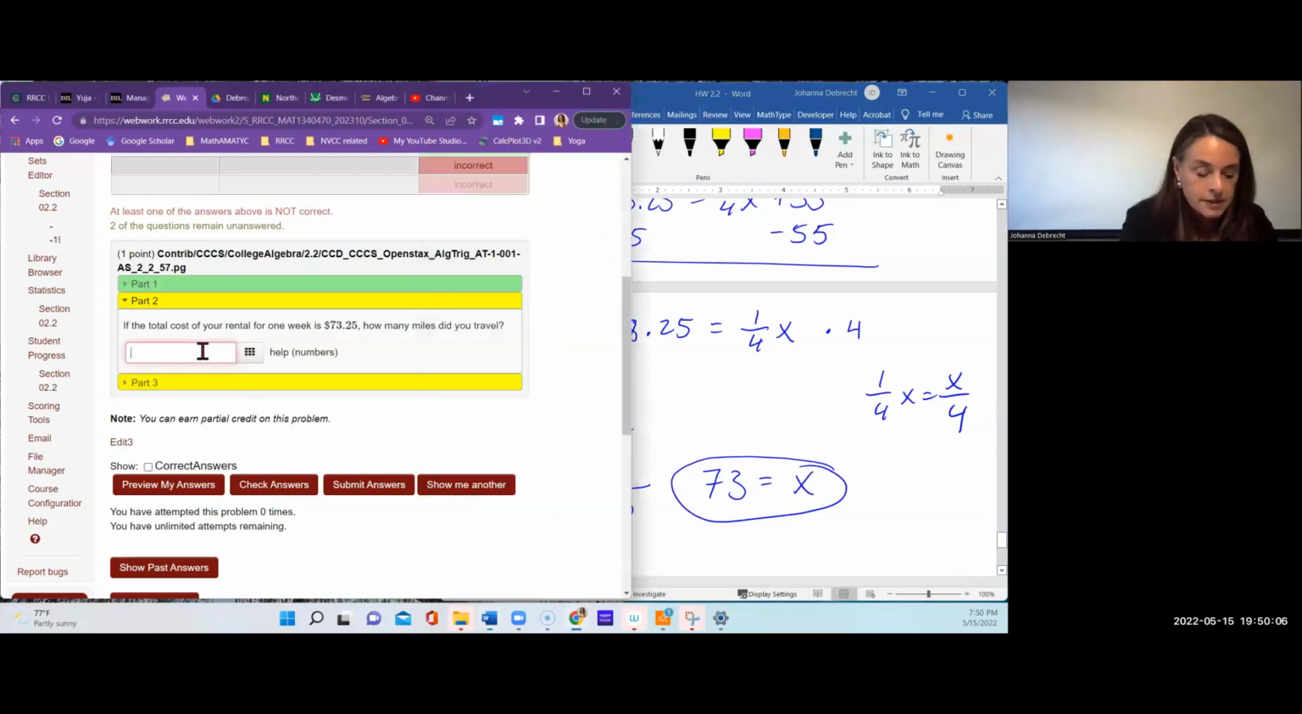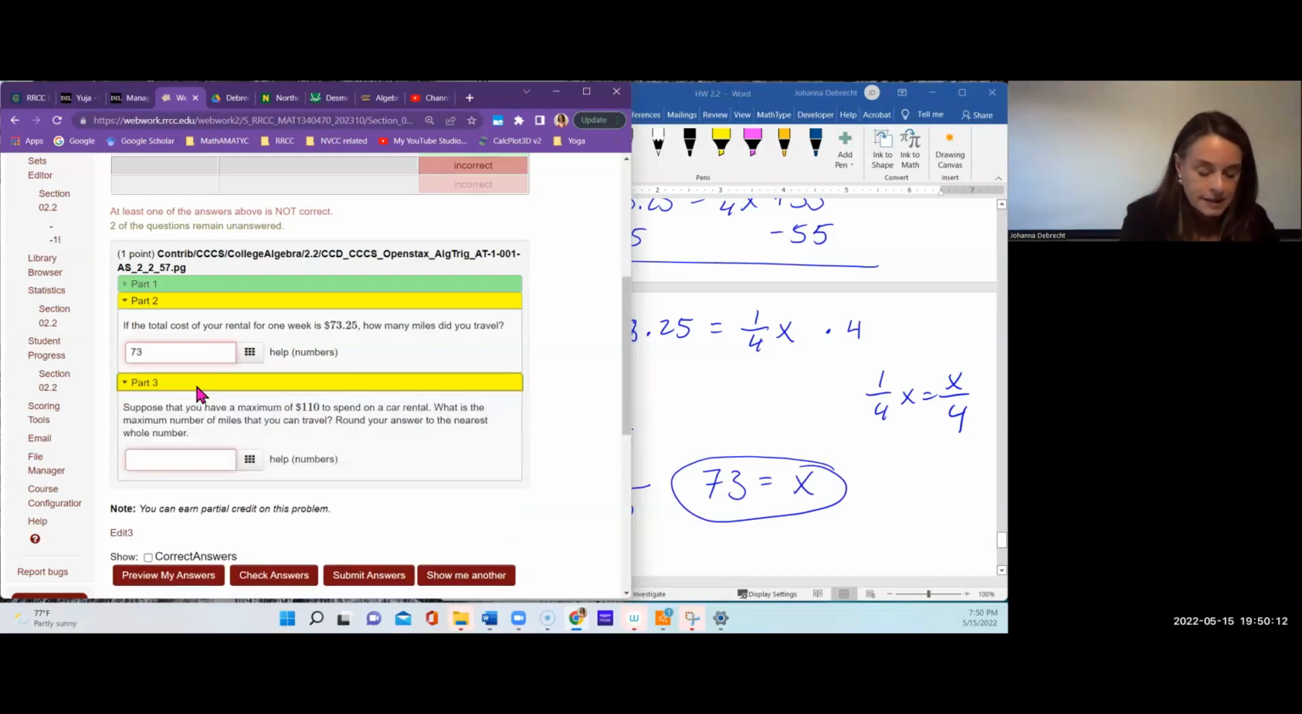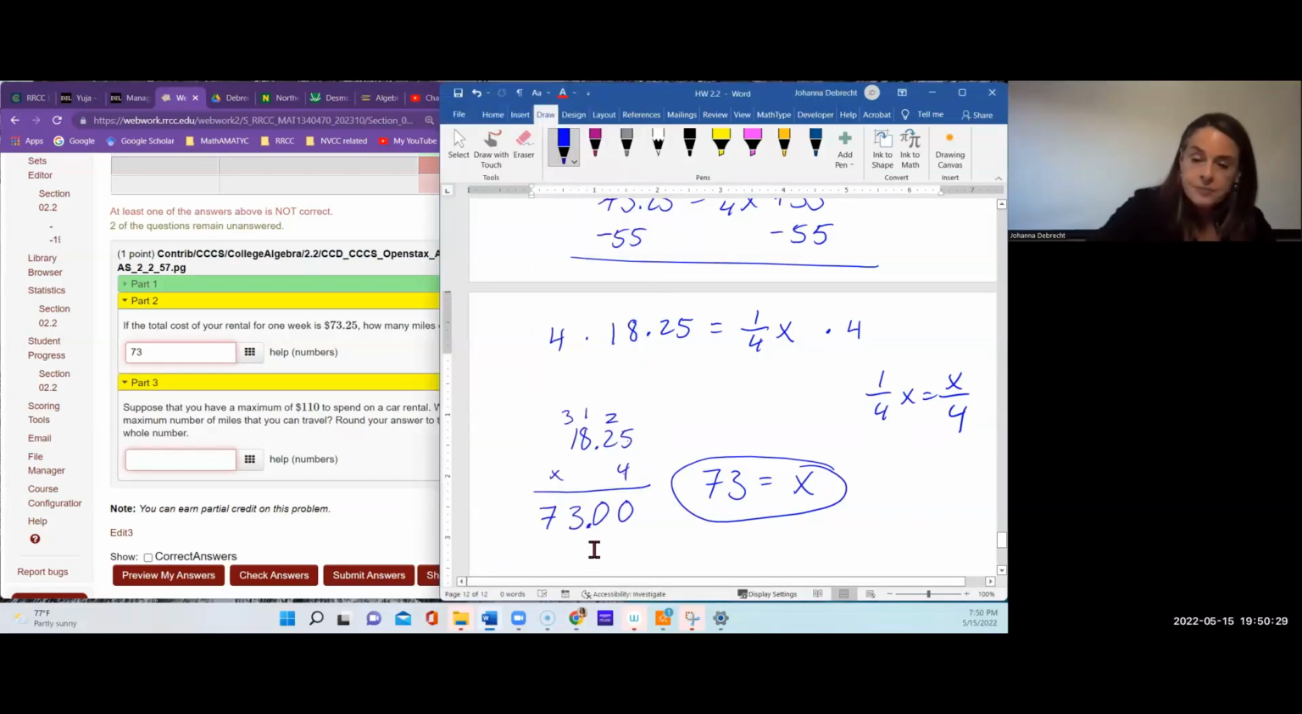Now that I put the 73 into the second spot, let's see if it will unlock the third part. It does. Suppose that you have a maximum of $110 to spend on a car rental. What is the maximum number of miles that you can travel? In other words, your total cost can be 110, but no more. What's the number of miles driven?